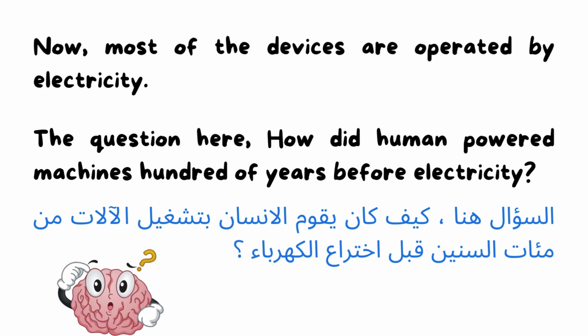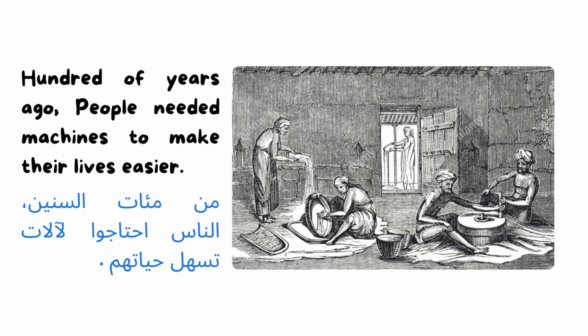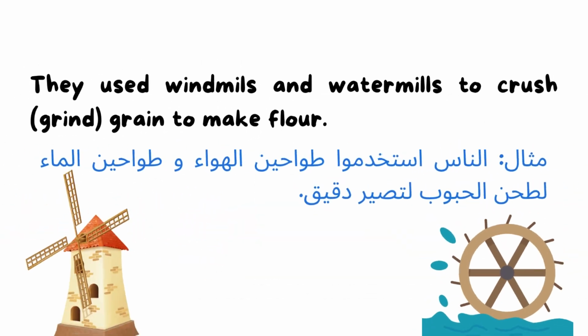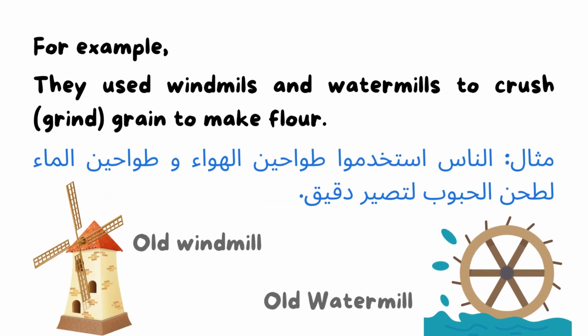The answer here: hundreds of years ago, people needed machines to make their lives easier, as machines help humans to do many things. For example, we have windmills and watermills. Those are machines that humans used to crush or grind grain to make flour.